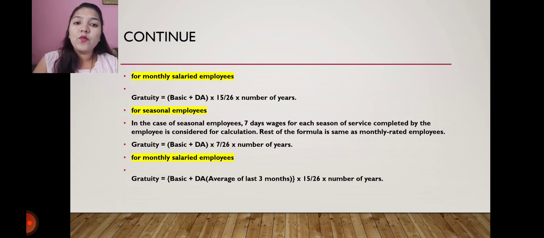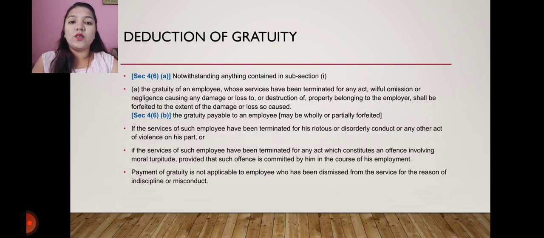If it is seasonal employment, then the calculation changes from 15 to 7 divided by 26, because 7 days of wages are paid for each season of service completed by the employee. And for a salaried employee in a seasonal establishment, the average of the last 3 months, that is 75% of the continuous period of the employee, will be calculated for the gratuity.